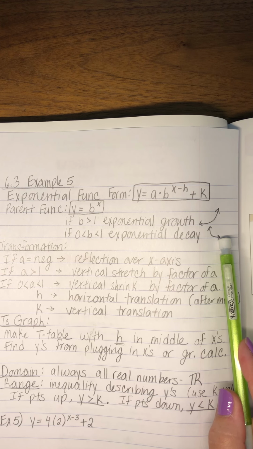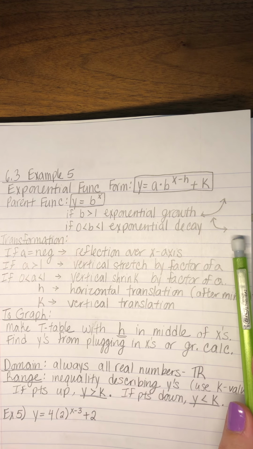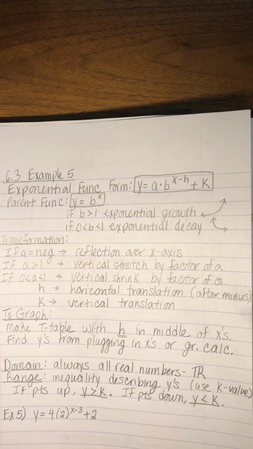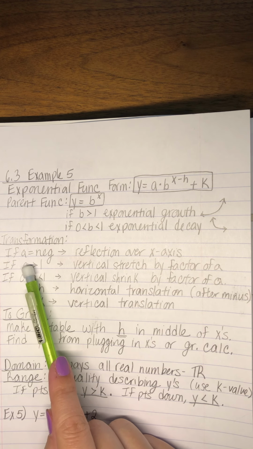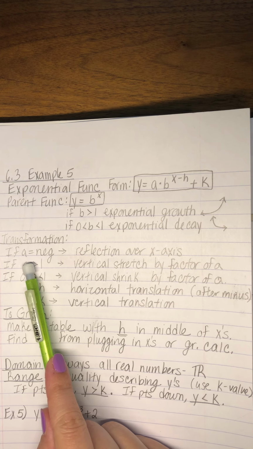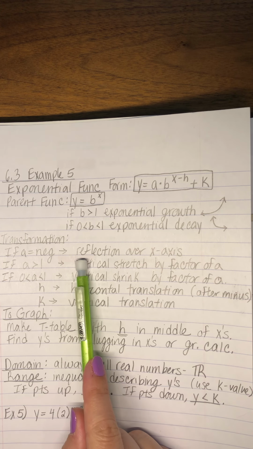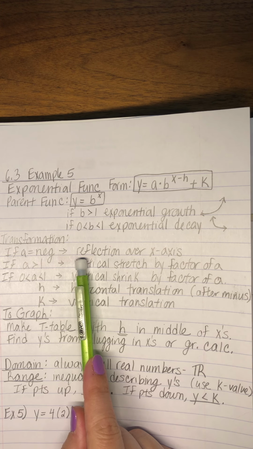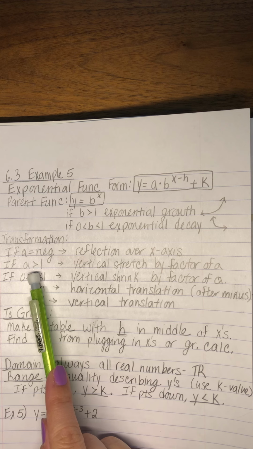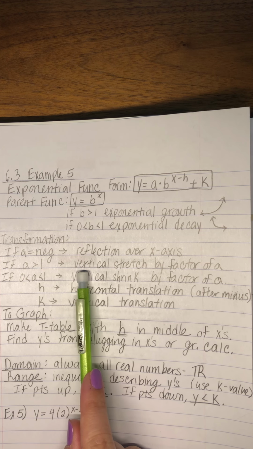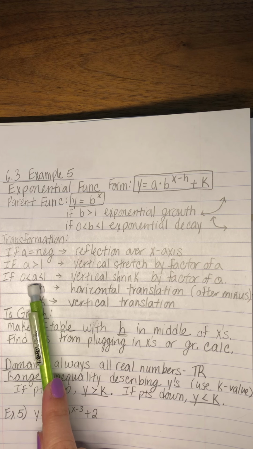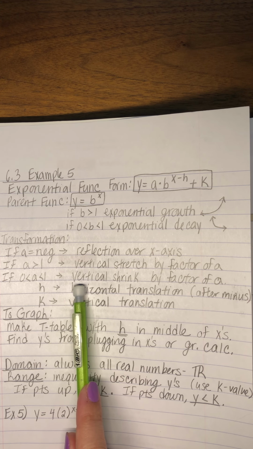So from our parent function, our transformation happens when we start adding in the a, h, and k. Let's remember what the a value does. If our a value is negative, that causes a reflection over the x-axis. If our a value is bigger than 1, that's a vertical stretch by a factor of a. And if our a is between 0 and 1, that's a vertical shrink by a factor of a.